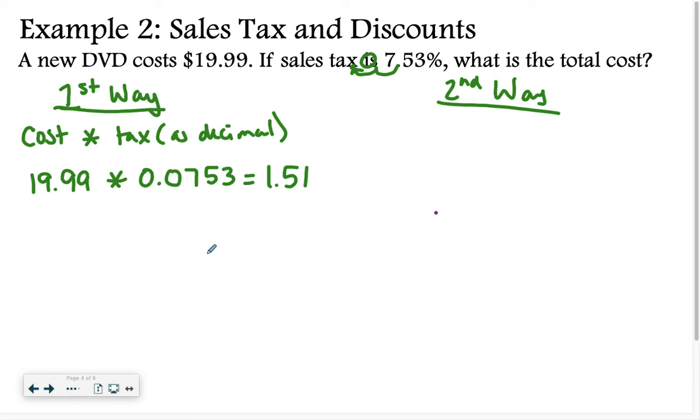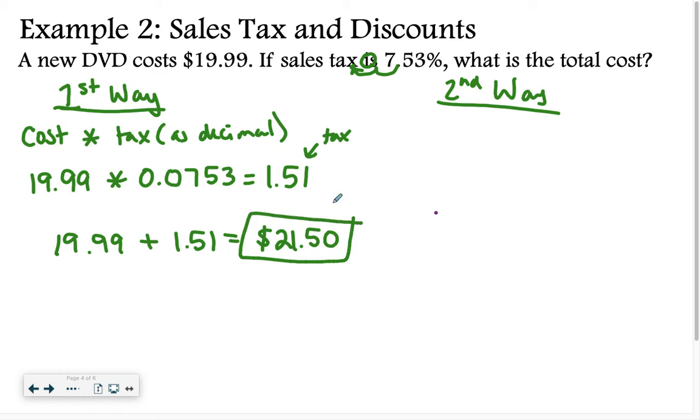$1.51 is the tax. So this is our tax. But to get the total cost, I need to do the original cost plus the tax. So $1.51 plus $19.99 brings up our total cost to $21.50. Okay, so that's the first way. Kind of 2 steps, right? You multiply to find what the tax is, then you add the tax to the original price.